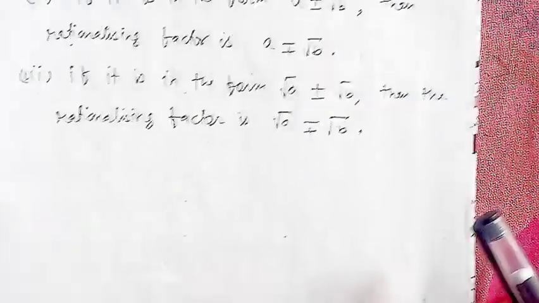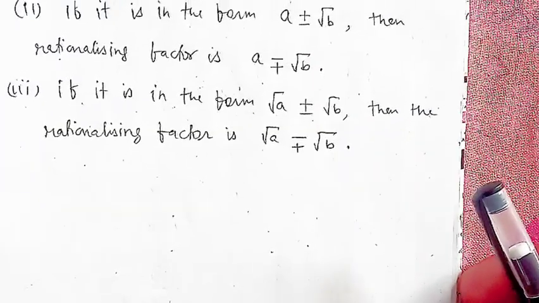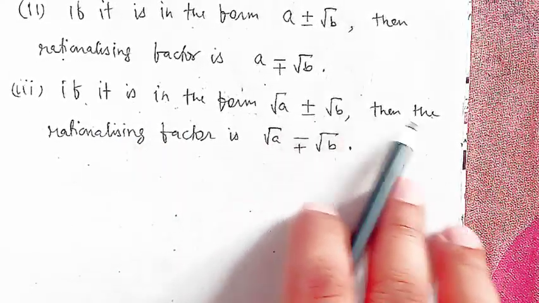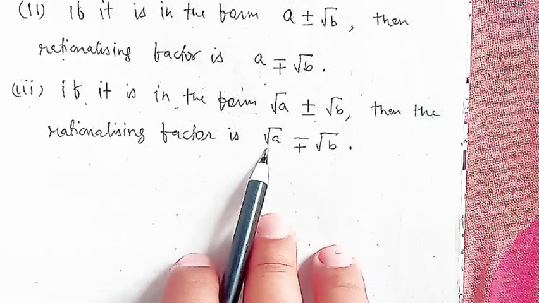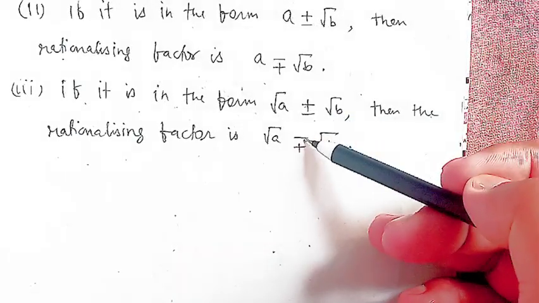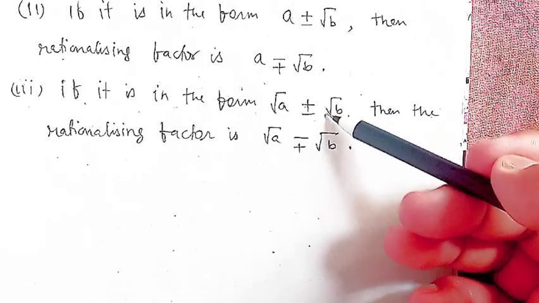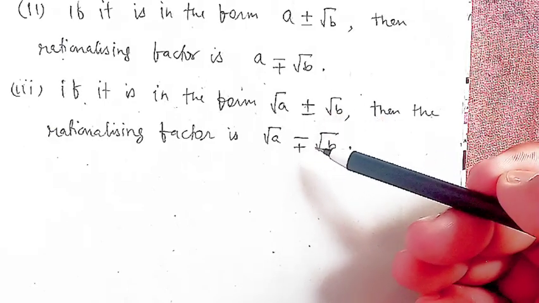If it is in the form a root a plus or minus b root b, then the rationalizing factor is a root a minus or plus b root b. Here plus, then here minus; then here plus, meaning the sign of the irrational part will be changed oppositely.